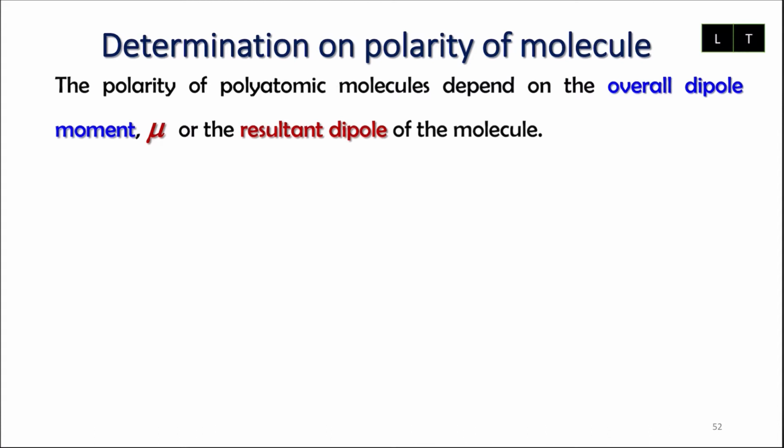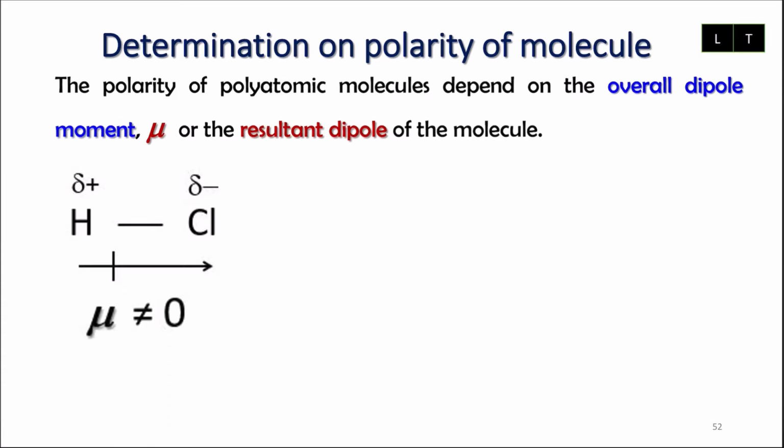For example, saya ada HCl. We can understand that Cl is more electronegative than hydrogen. That's why kita akan letak partial negative on Cl, partial positive on hydrogen. Then, we can indicate the symbol for dipole moment is towards chlorine, because chlorine is more electronegative. So, bila dia hanya ada satu saja direction, kita boleh faham mu is not equals to 0.